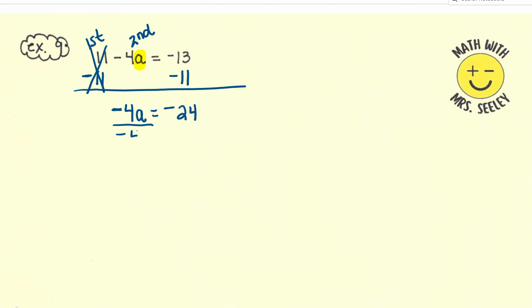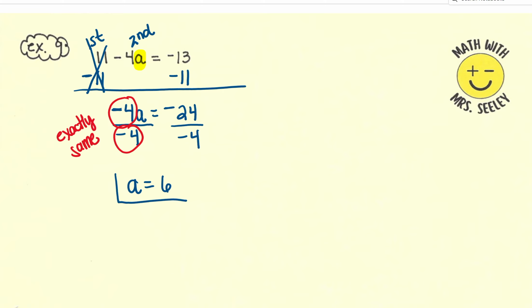So we need to divide by a negative 4. Remember we said when you divide, you have to divide by exactly the same thing. If that's a negative 4, you have to divide by a negative 4. So a is equal to a negative over a negative, which is a positive 6.